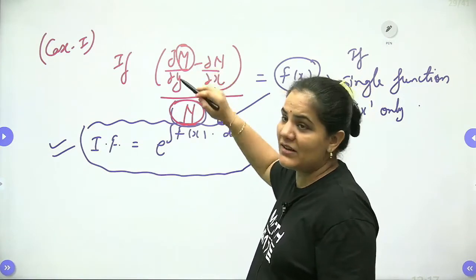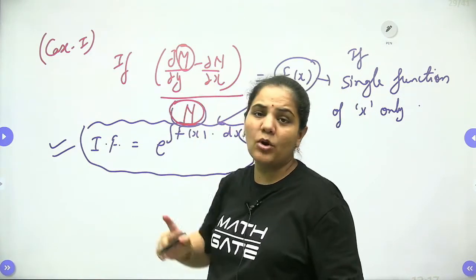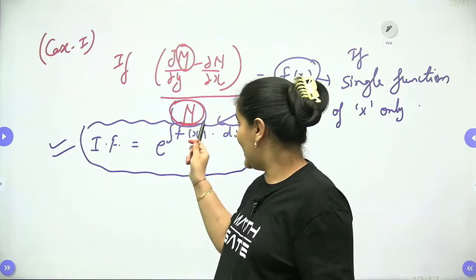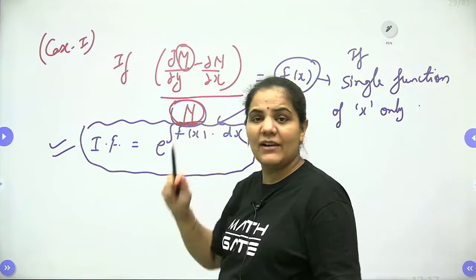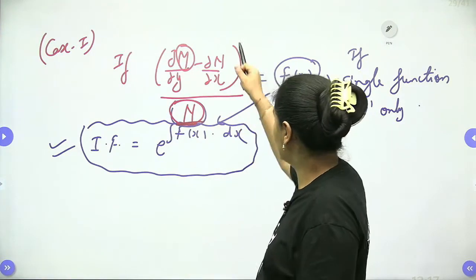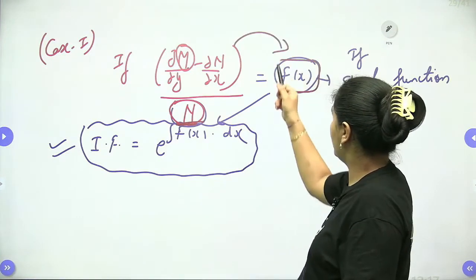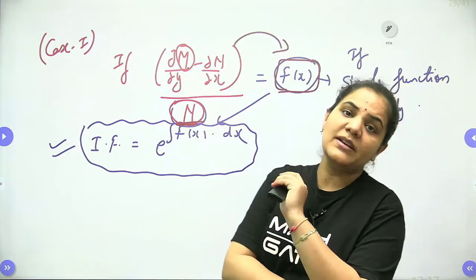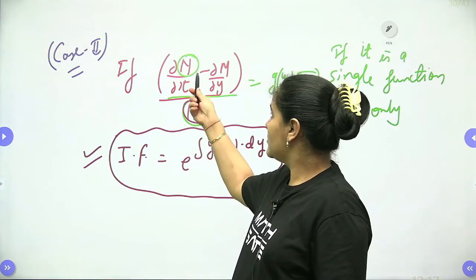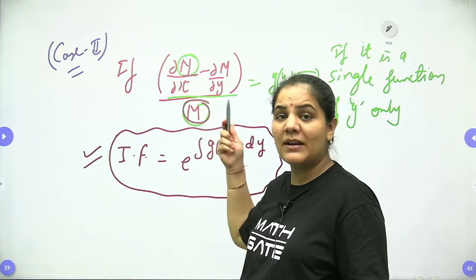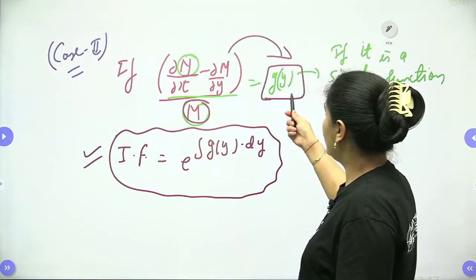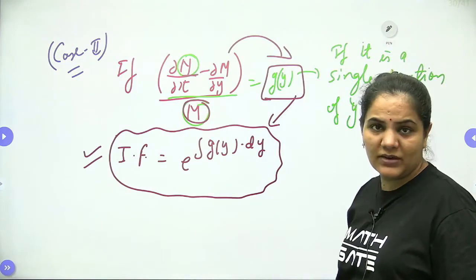Just remember one thing: the important thing is that you have to identify it. If you are going to divide with N, then it should be del M by del y first. So it should be del M by del y minus del N by del x, and it should give you a single function of x only. So the integrating factor will be e to the power ∫f(x) dx only, right? When you are going to divide with M, it should start with del N by del x minus del M by del y, and it should be a single function of y only. Then the integrating factor will be this one only.